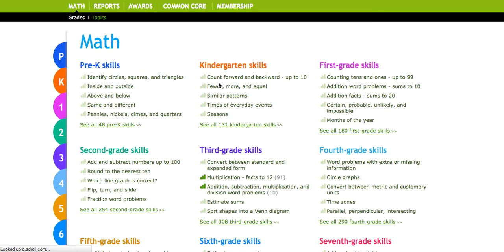That's the gist of Math IXL. It's a very important tool to use with your child because they can practice key math skills not only within the school day but also at home.